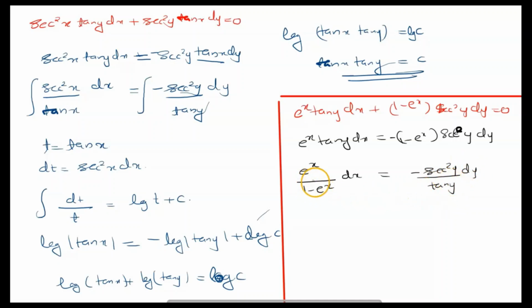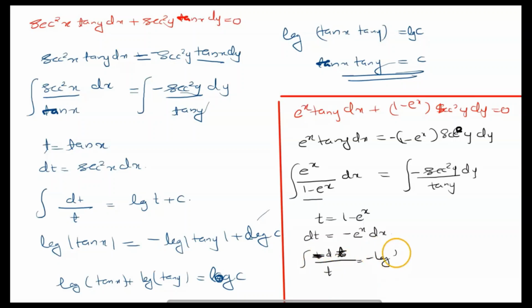So let's integrate both sides. Integral of this equal to integral of this. Integrating this, let's put t equal to 1 minus e raised to x. Dt is minus e raised to x dx. So minus dt divided by 1 minus e raised to x, which is t. That is minus log t.